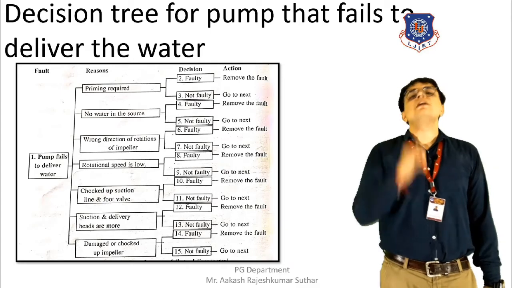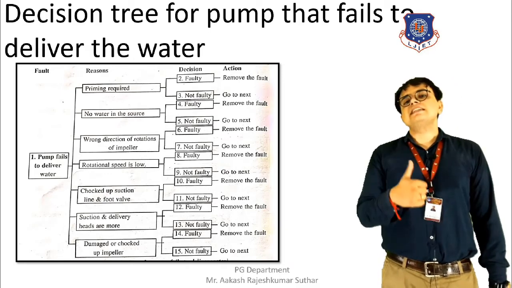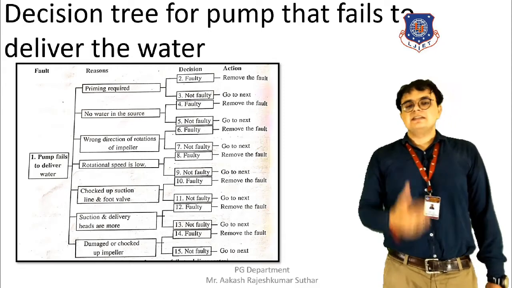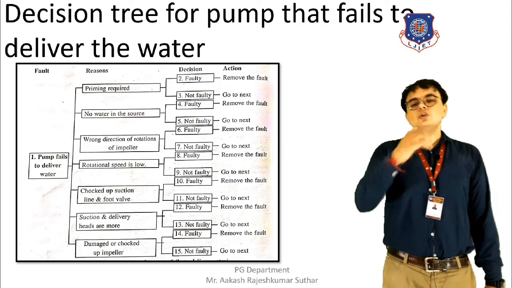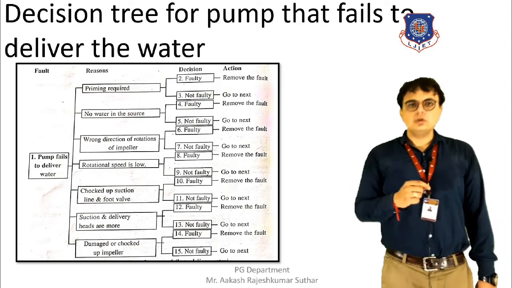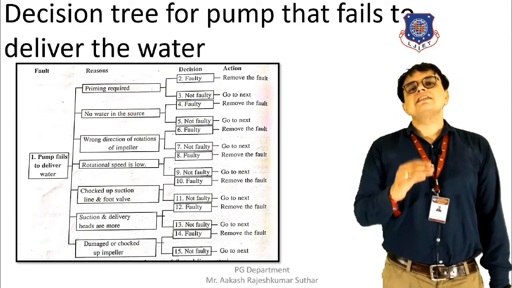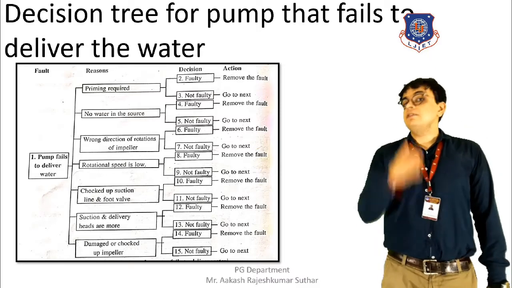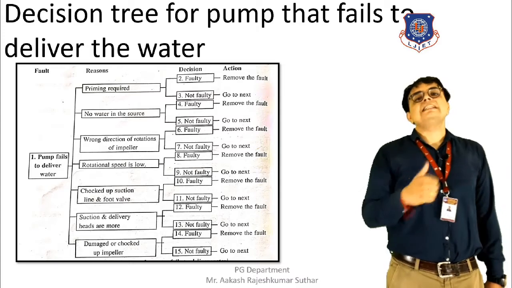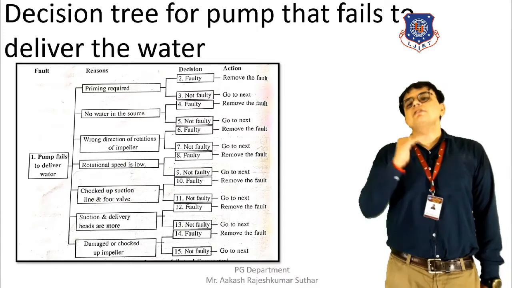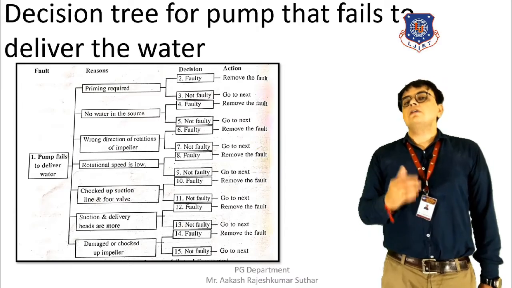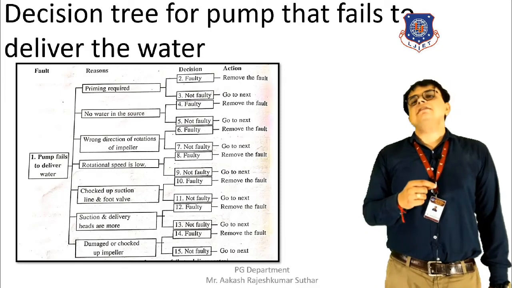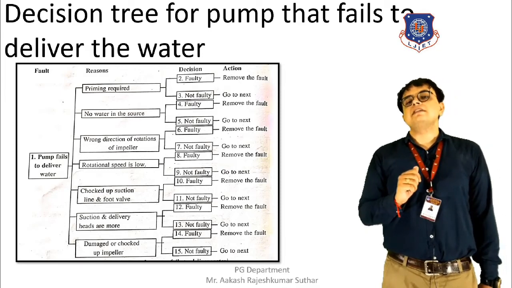But if the priming is not the reason that is causing the fault, then in the decision we should write that it is not faulty, and in the action of that decision we should write move towards the next reason. Next reason is no water in the source. So if the source is having no water, or we can say that if this reason is causing the occurrence of the fault, then in the decision we should write faulty, and in the activities corresponding to that decision we should write remove the fault.